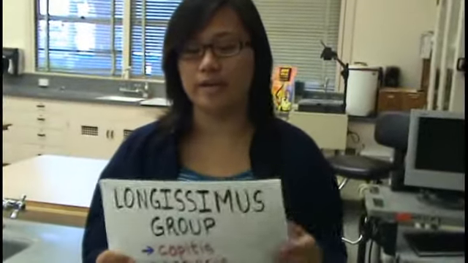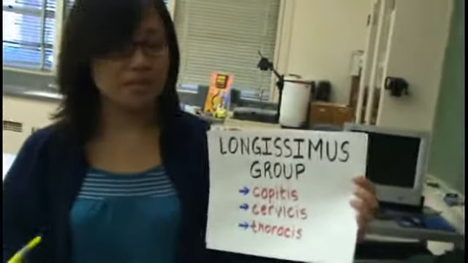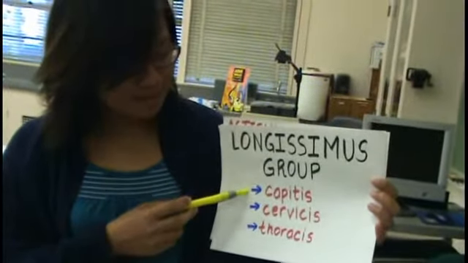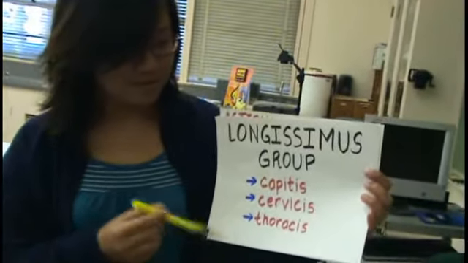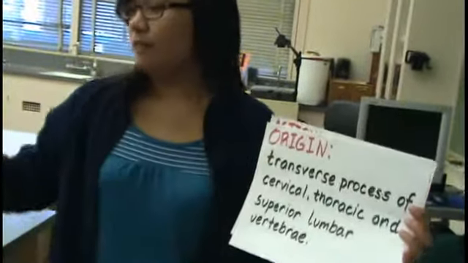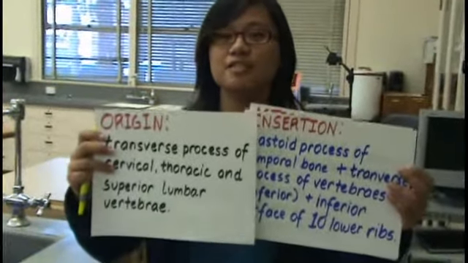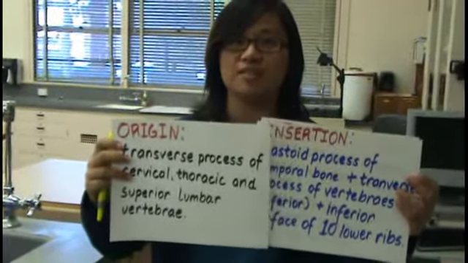Samantha Buenaflor, and I am presenting on the posterior trunk, the longissimus group, which consists of the capitis, cervicis, and thoracis. Just to summarize the origin and insertion, and I'll further explain, the origin and insertion is in the transverse process of the vertebrae.